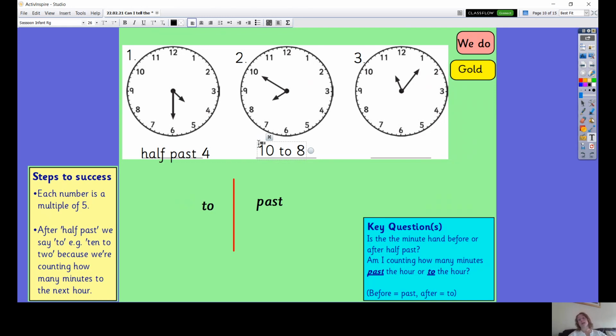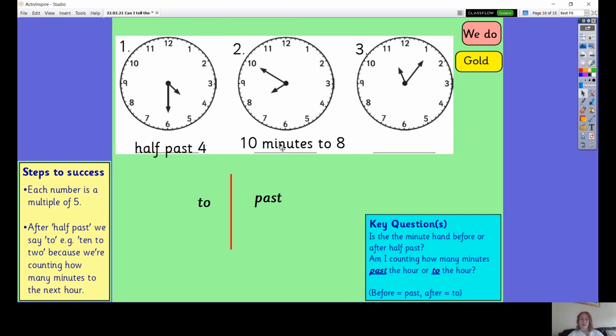Okay, now you can write 10 minutes to 8 if you want, or you can just write 10 to 8. I don't mind. You can write 10 minutes to 8, or if you just wrote 10 to 8, that's fine as well.